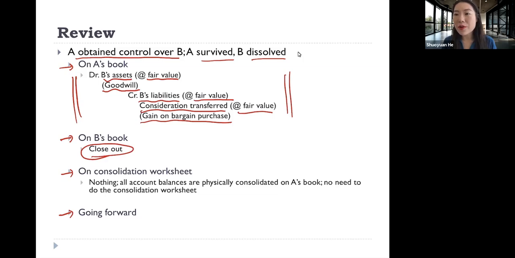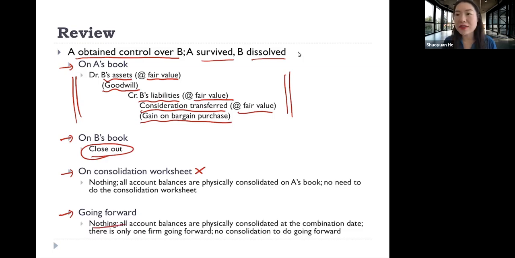So going forward, there's only one surviving firm. There's no need to do any consolidation. So there's no consolidation worksheet. And going forward, we don't need to do anything. There's no consolidation going forward. In other words, consolidation is only done one time at the date of acquisition through this journal entry. So this is the dissolution situation.